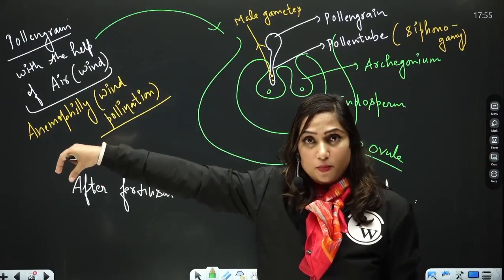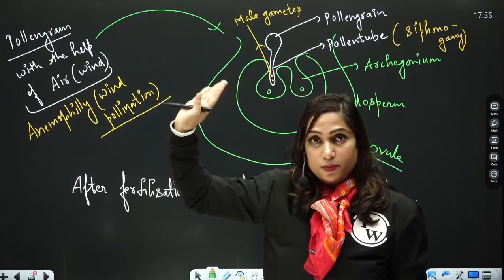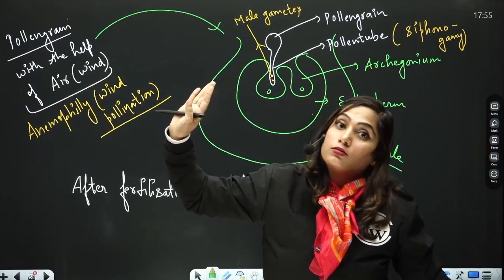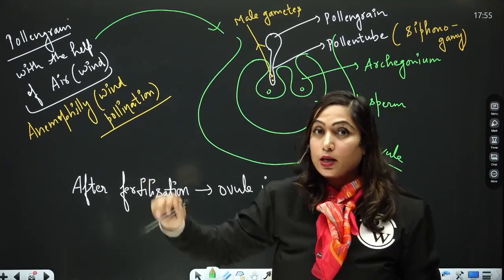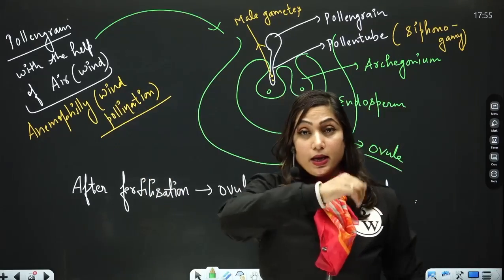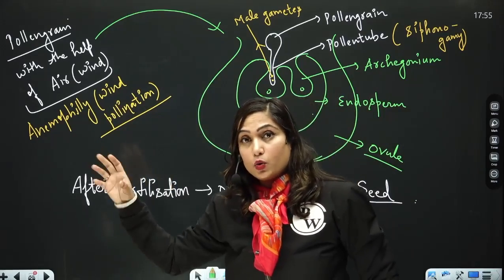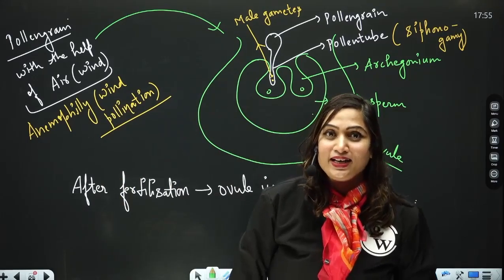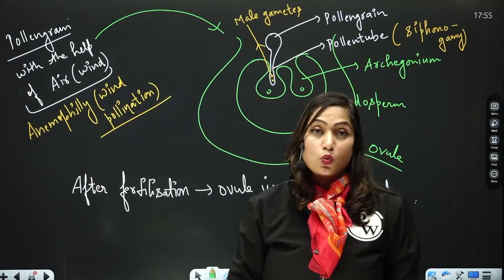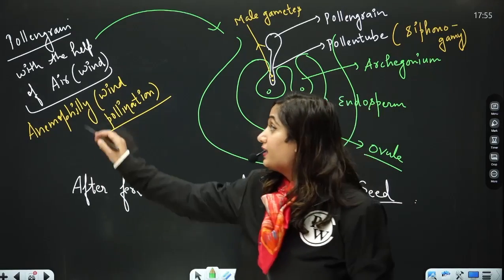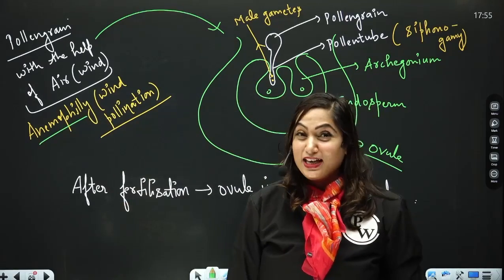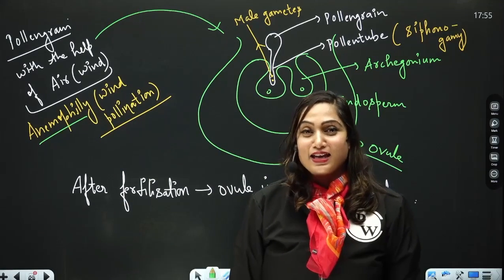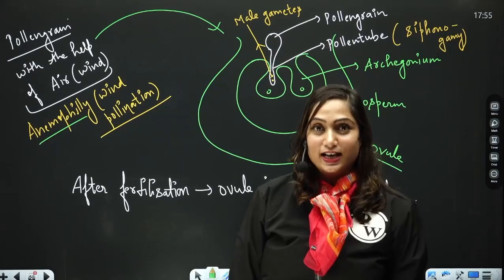Now, what will happen? Pollen grain is formed in the male cone, and the archegonia with egg cell are formed in the female cone. Now what will happen? These pollen grains will come to the archegonium with the help of wind. That means in gymnosperms, wind pollination is seen. Another name for wind pollination is anemophily. Anemo doesn't mean animal, okay? Anemophily is wind pollination. Clear?